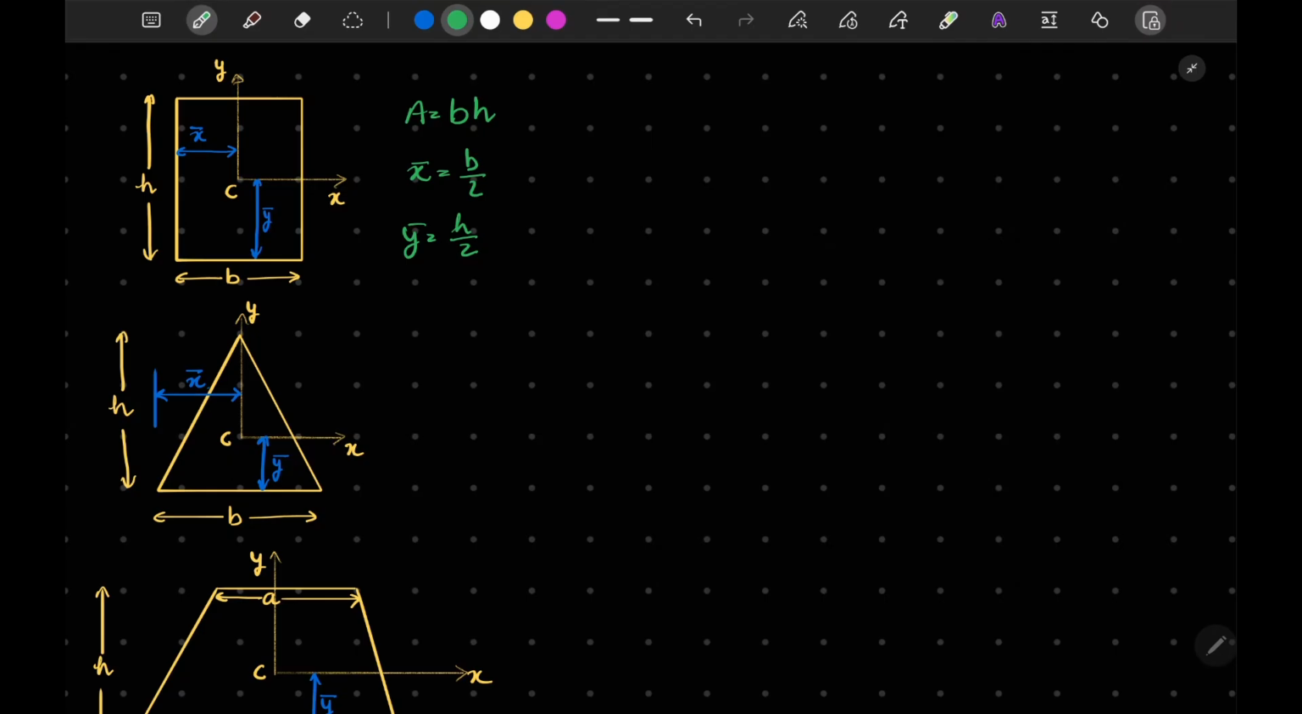Now if I want to write the moment of inertia, the moment of inertia about x will have b, parallel to the x-axis, and h, perpendicular to the x-axis.